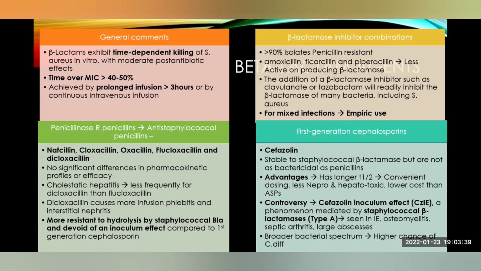The major disadvantage or the major controversy regarding the first generation cephalosporin is the cefazolin inoculum effect. This phenomenon is mediated by the type A beta-lactamases, and this is seen in severe infections where the bacterial concentration is high. That is in case of infective endocarditis, osteomyelitis, septic arthritis, and in cases of large abscess.